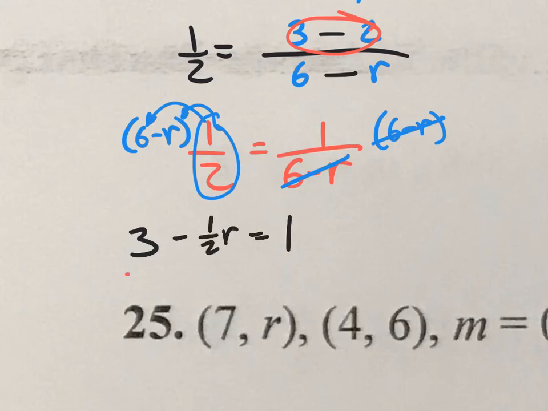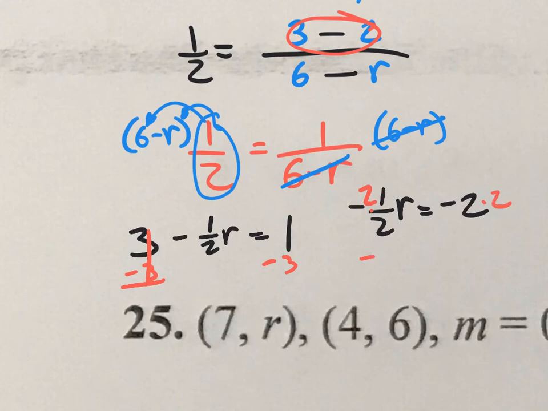And then you could get rid of the 3 by subtracting 3. And you have a new equation that says negative 1/2 r equals negative 2. And you can multiply both sides by 2, giving you negative r equaling negative 4. So your final answer is going to be r equals 4 to that one.